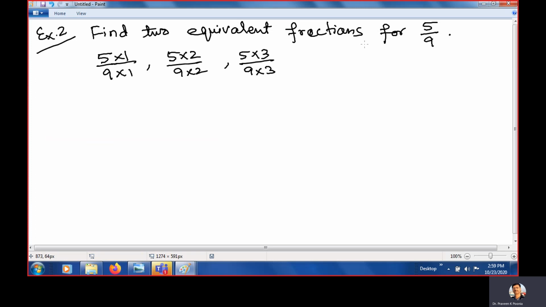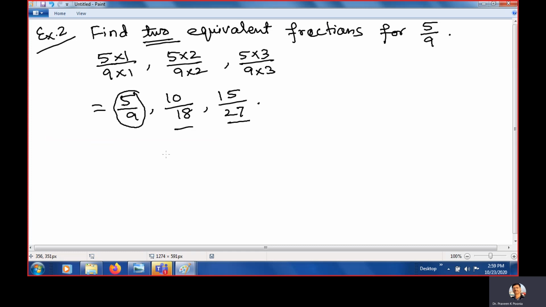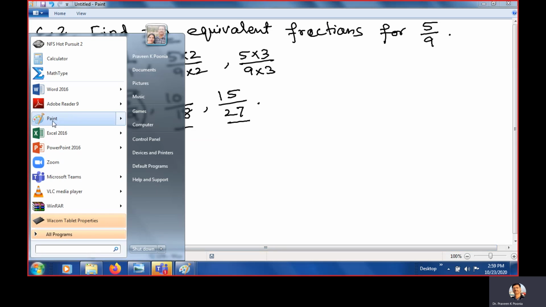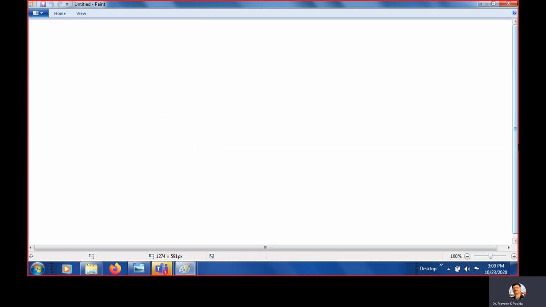Because it says two equivalent fractions, so 1 will be the same number. So it is equal to 5 upon 9. Now 5 times 2 is 10, 9 times 2 is 18, 5 times 3 is 15, 9 times 3 is 27. So this one and this one are equivalent fractions to the given number. Clear? Then the next topic we will start is lowest terms.